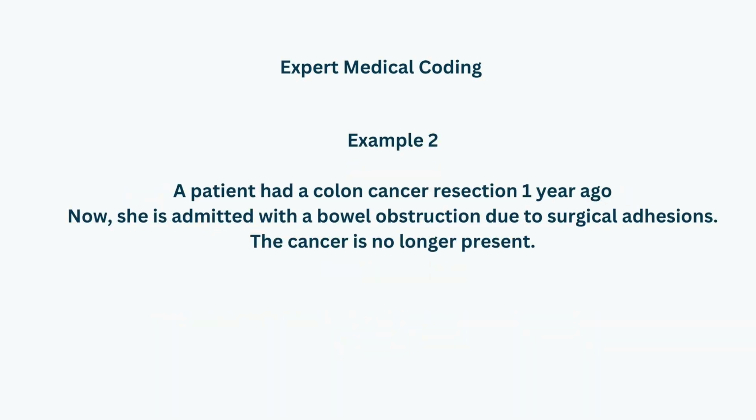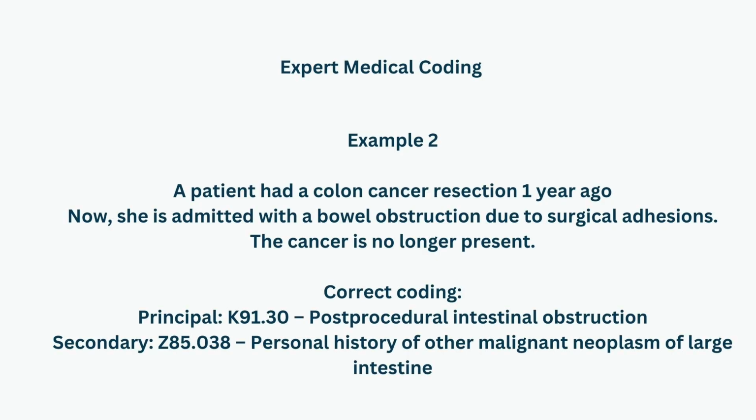Now let's see another example. A patient had a colon cancer resection 1 year ago. Now she is admitted with a bowel obstruction due to surgical adhesions. The cancer is no longer present. So the correct coding here will be the principal diagnosis K91.30, post-procedural intestinal obstruction, then give the secondary as Z85.038, personal history of other malignant neoplasm of large intestine, because the cancer is no longer present.